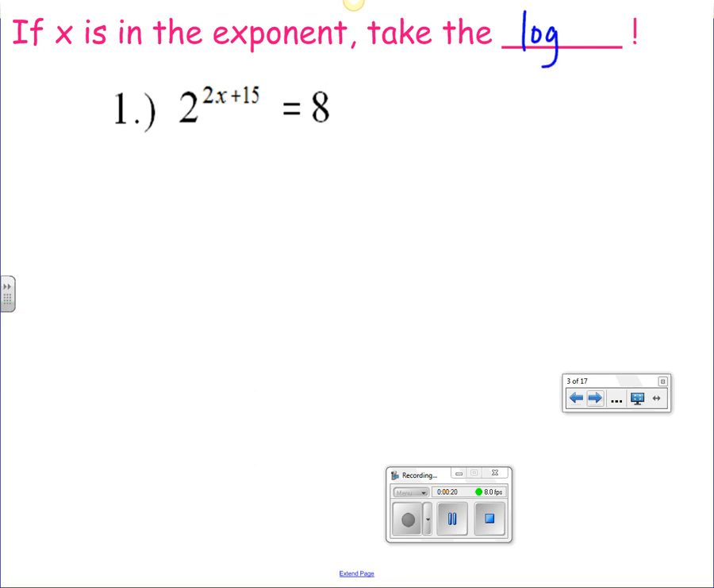Remember, I have a song for that. If x is in the exponent, take the log, clap, clap. If x is in the exponent and you want to get it out, if x is in the exponent, take the log.